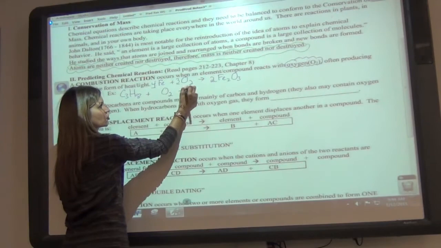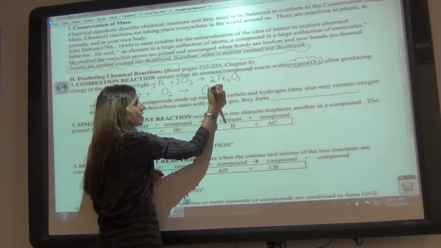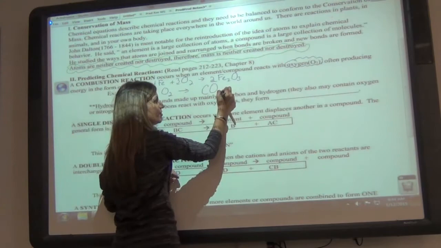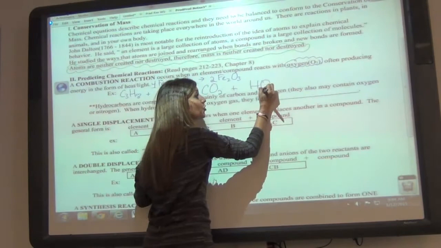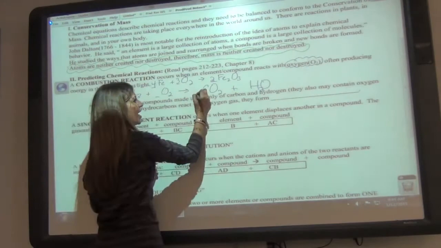And any time that you react a hydrocarbon, a CH or a CHO compound with oxygen, you're always going to get two compounds. You're going to get a CO compound, not carbon monoxide, carbon dioxide, awesome. And you're going to get an HO compound, but not HO, it's H2O, which means it's water. Those are the two compounds that you're always going to get when you react a CH or a CHO compound. So I'm going to show you a couple more examples. But this is not balanced, so let's balance this.